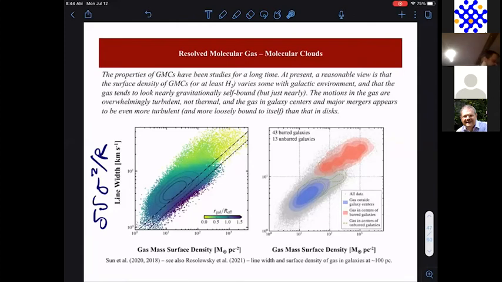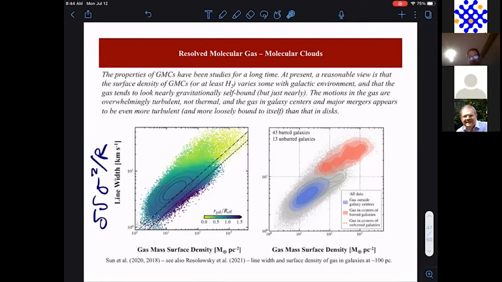And the reason for this is that this is a simplified version of using just the line width. If you can measure the line width at a fixed size scale, there's a basic expectation for how the surface density relates to this line width normalized by size, given some dynamical state for the cloud.